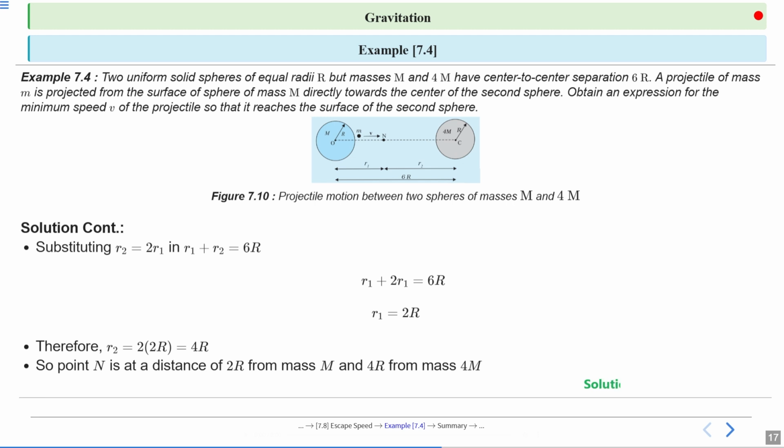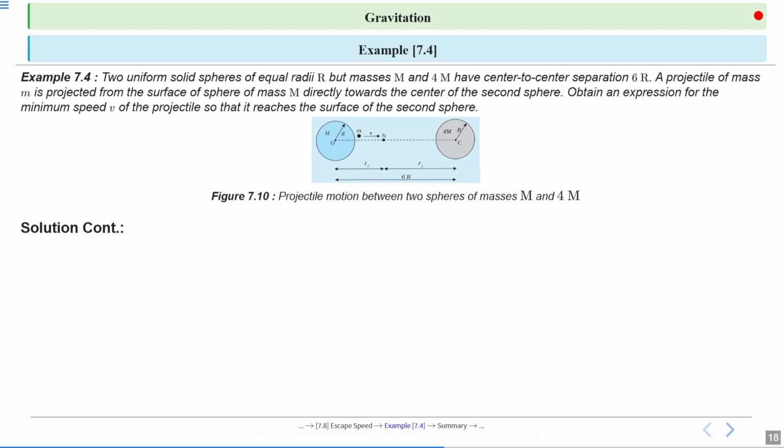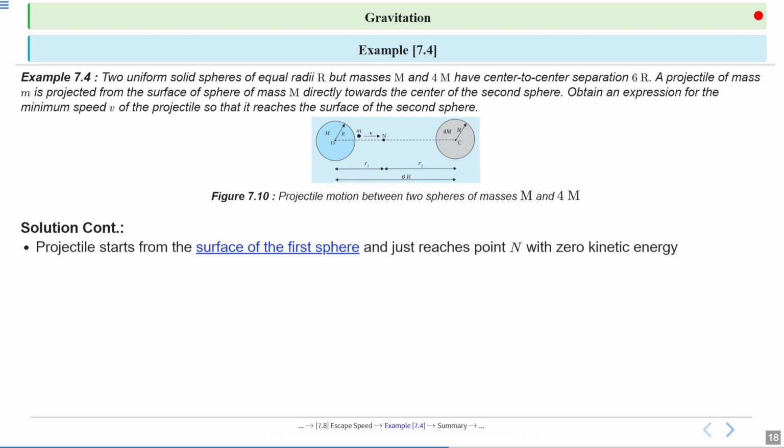Alright, so let's continue with the solution. So let's start by considering the projectile's journey. It begins at the surface of the first sphere, and as it moves towards the second sphere, it reaches a point where its kinetic energy becomes zero. This point is important because it marks the transition where the projectile is solely influenced by the gravitational pull of the larger sphere.